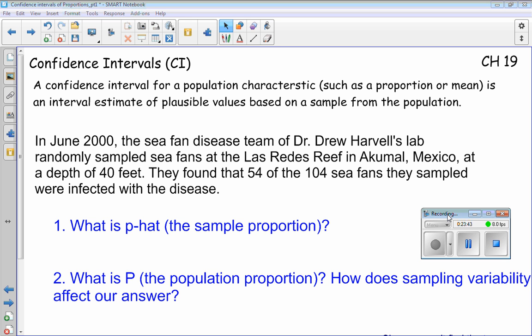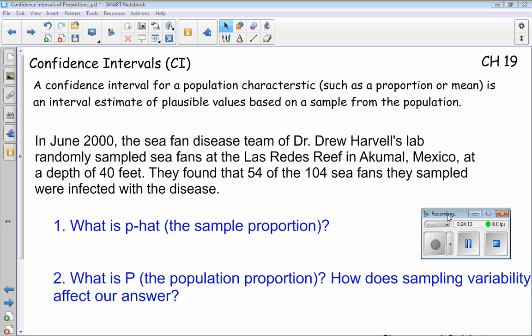So they had a uniform depth because they didn't want to think that maybe the depth of the coral had anything to confound the issue, right? We didn't want any other variables in the way, so they just went and sampled in this reef at a specific depth, and they found that out of the 104 sea fans they sampled, 54 of them actually had this disease. So first of all, we need to recognize that this is in fact a proportion problem.